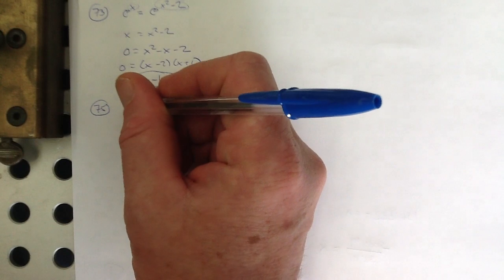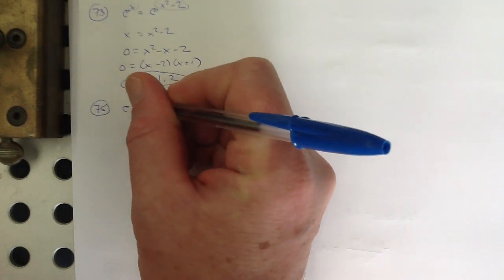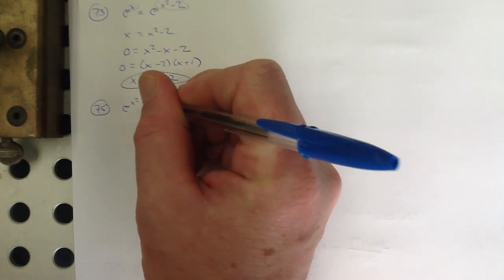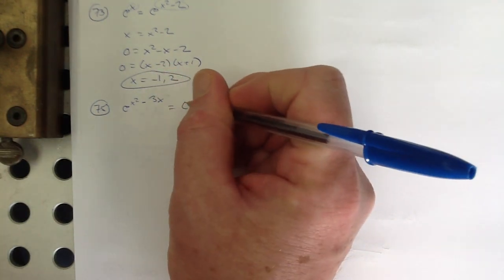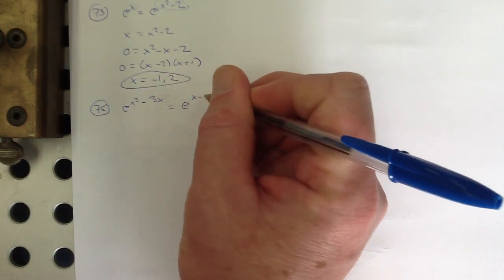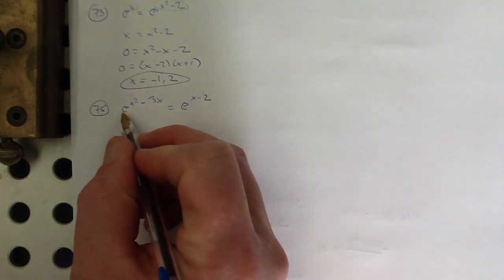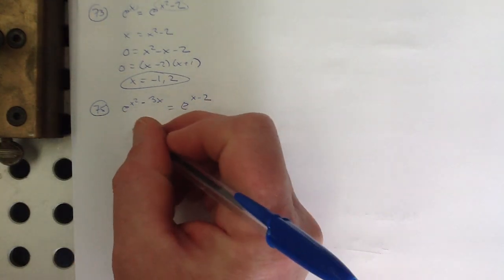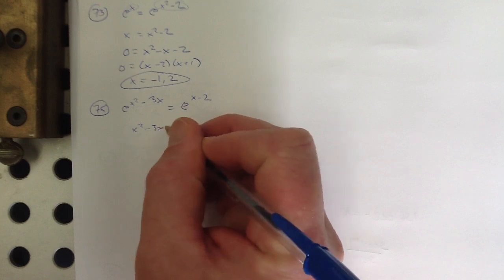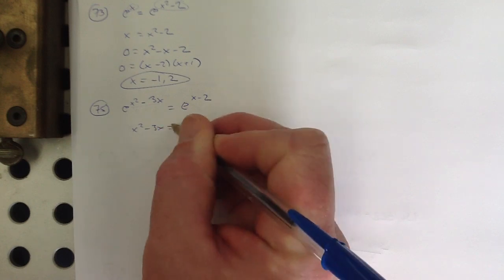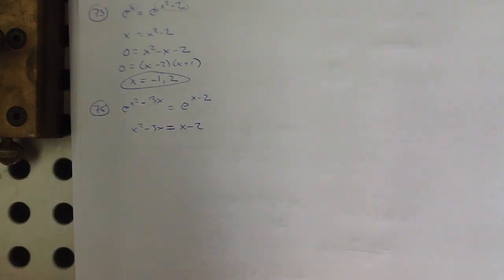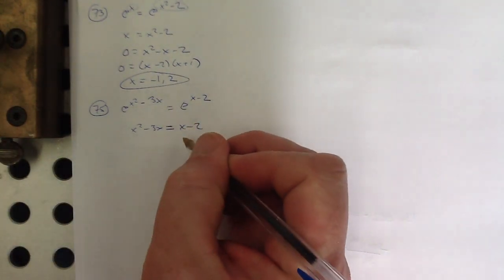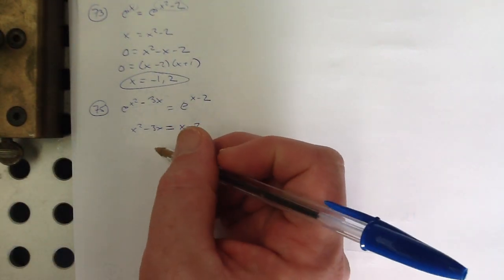Number 75. This is exactly the same kind of problem. So I tell you what I'm going to do here. I'm going to do it my algebra way, what I think is the easy way, if you recognize it. e to the this equals e to the this, so x squared minus 3x has to equal x minus 2. And if you want to do it the calculator, graphing way, you can try that on your own. So let's see what we got.